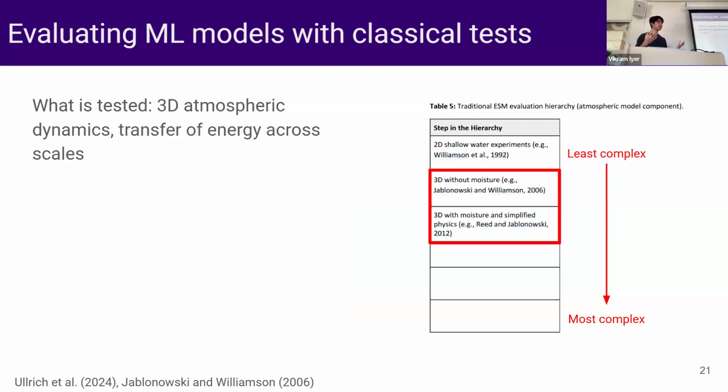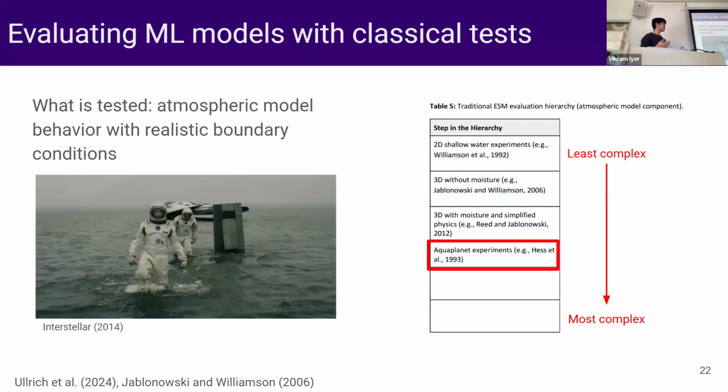Then after you've tested this, you can move on and add vertical motion, and you can start to add moisture into the equations. From there, you can test things on what we call an aquaplanet to provide realistic boundary conditions. Here, to visualize the aquaplanet, when I was making this, I was remembering the scene from Interstellar where they're on an aquaplanet. And the sea surface provides a good boundary condition for the atmosphere.